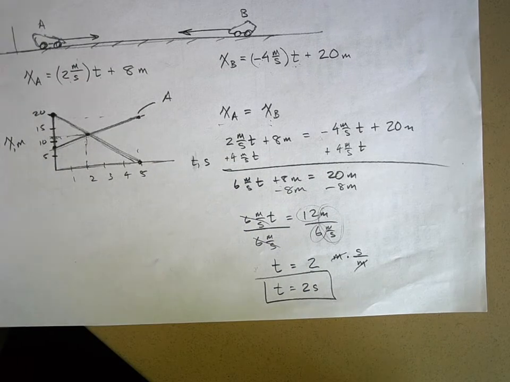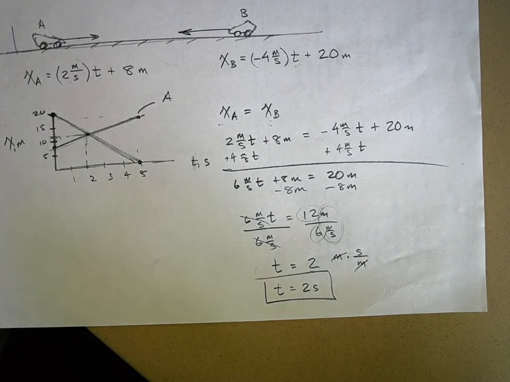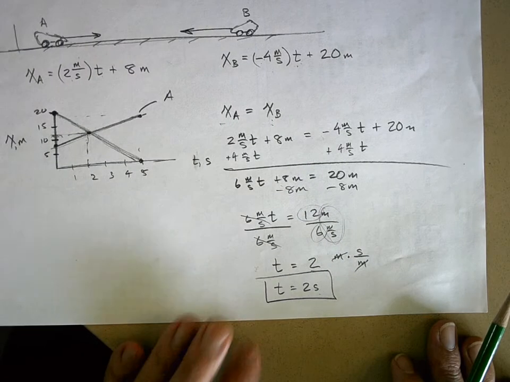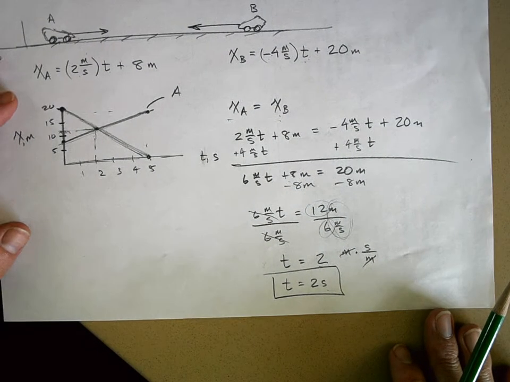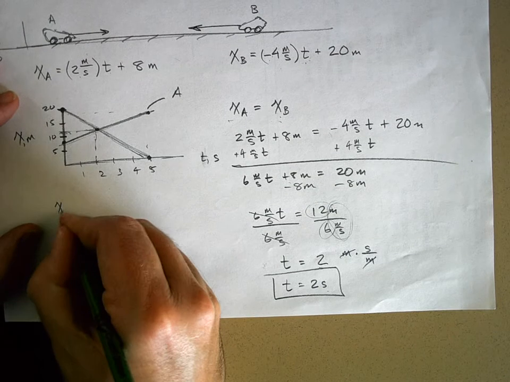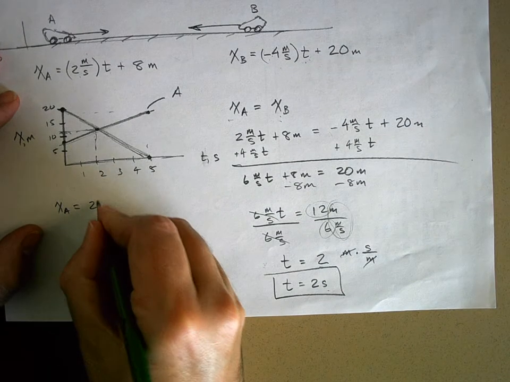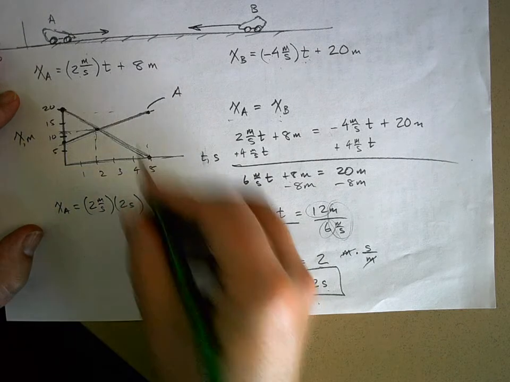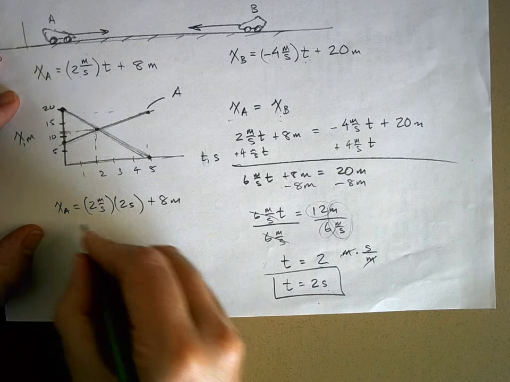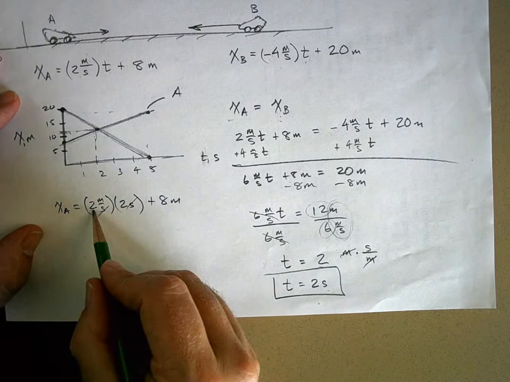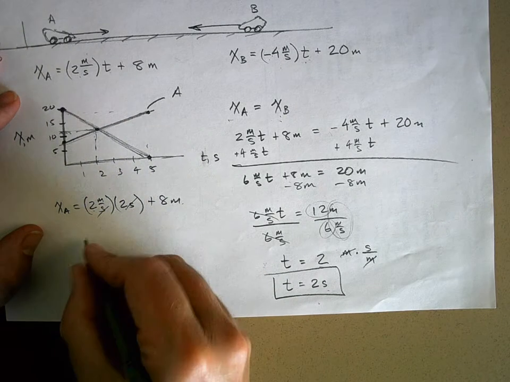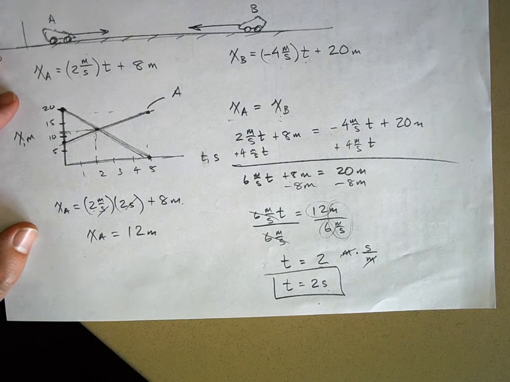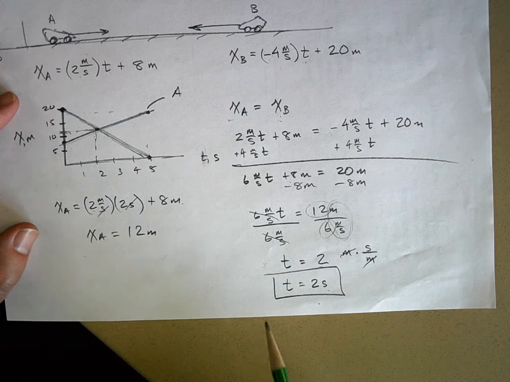That's when they collide. Where do they collide? Well, how do I figure it out now? I just plug it into one of the equations. So let's look at car A. And we have 2 meters per second times 2 seconds plus 8 meters. So the seconds cancels the seconds. 2 times 2 is 4. 4 meters plus 8 meters. According to this, at 2 seconds, car A will be at 12 meters.